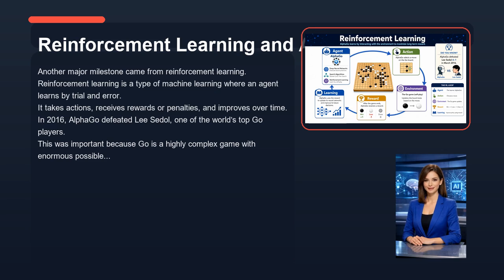In 2016, AlphaGo defeated Lee Sedol, one of the world's top Go players. This was important because Go is a highly complex game with enormous possible moves. AlphaGo showed that deep learning and reinforcement learning could solve problems once considered too difficult for machines.